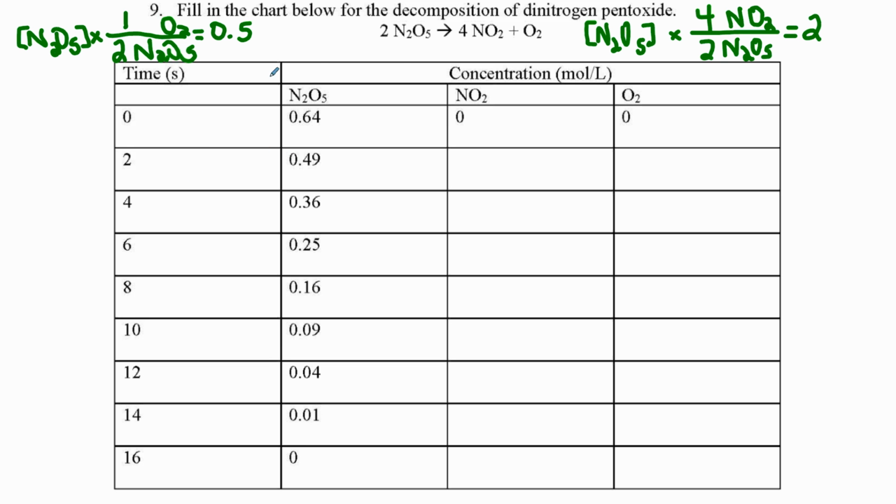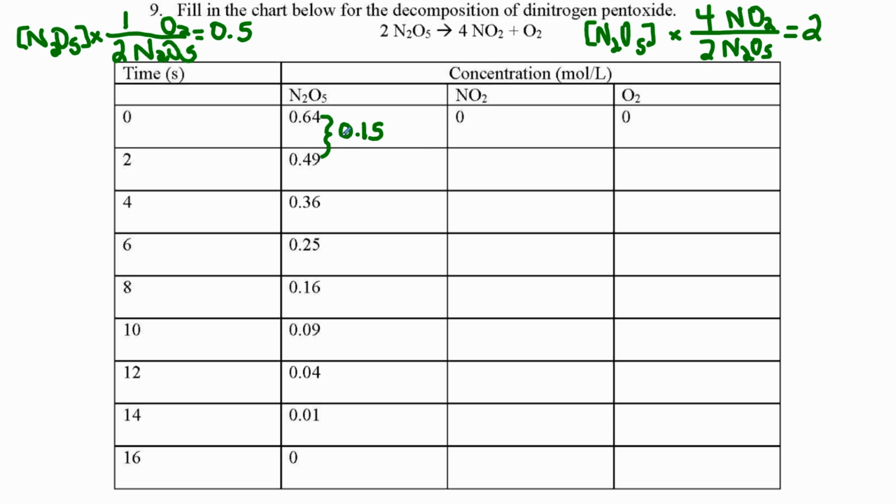Okay, so in order to utilize these, we have to see, first of all, how much this concentration is changing between time periods. So our first two time periods are from 0 to 2 seconds. So how much is N2O5's concentration changing? So you just subtract these two values. So 0.65 subtract 0.49 is 0.15.